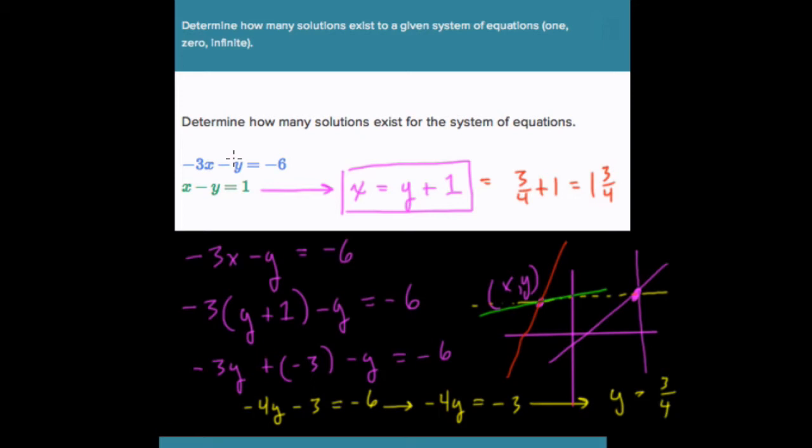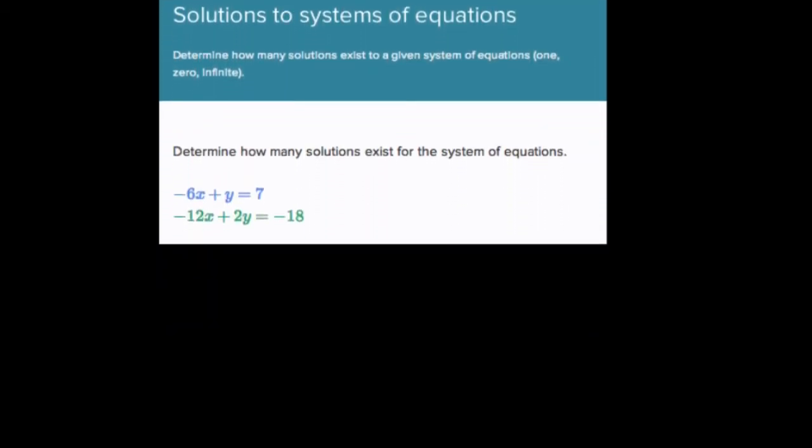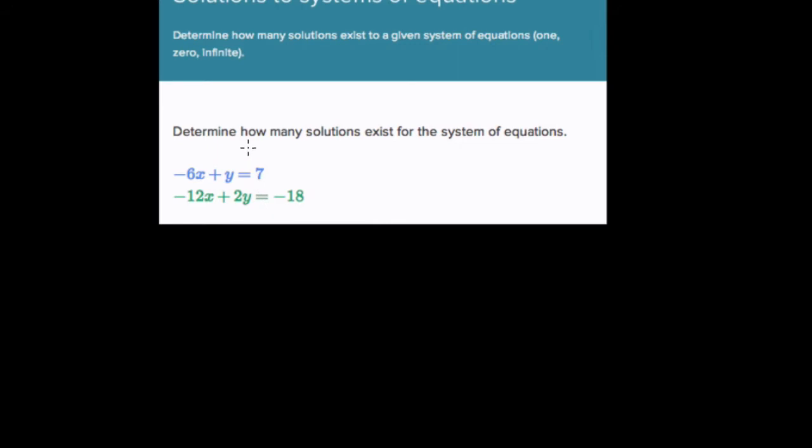Now, you might feel a little odd about that because perhaps you're thinking of infinite solutions where you have two coexisting lines. But let's look at some of those situations to understand what's going on here. Determine how many solutions exist for this system. So we have negative 6x plus y equals 7. And the second equation, negative 12x plus 2y equals negative 18. You might recognize here that the answer is there are no solutions.